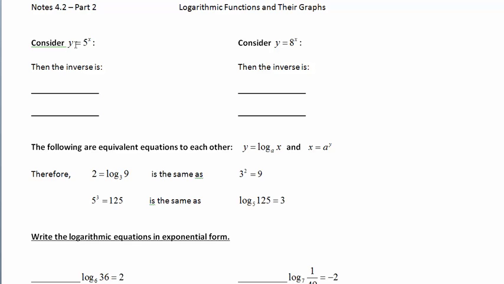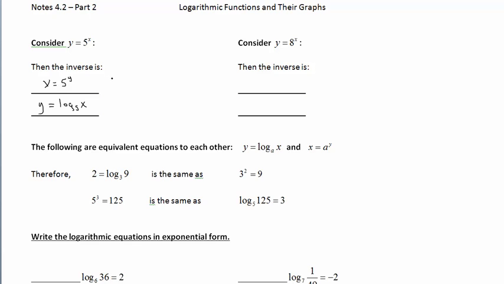All right, let's consider the exponential function y equals 5 to the x. Then the equation for the inverse, if we were to switch x and y, would be x equals 5 to the y. All right, so that's an equation for its inverse. But we don't like to call an inverse function of an exponential x equals 5 to the y. So we rewrite it in the log form, y equals log base 5 of x.